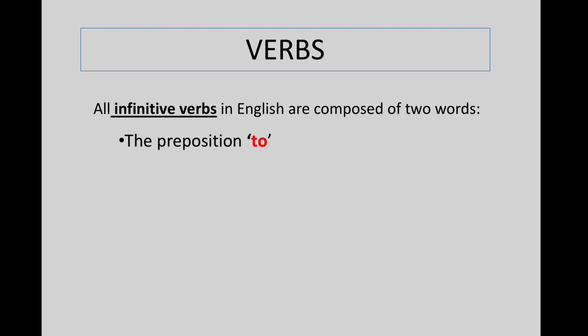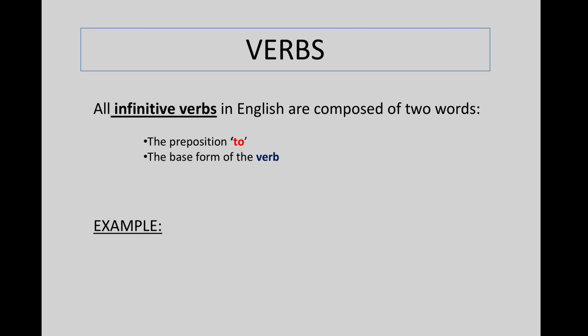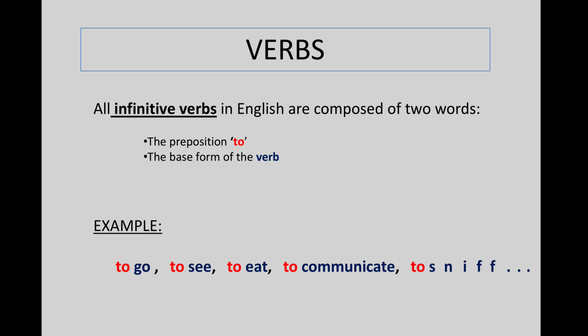Infinitive verbs in English are composed of two words, the preposition to and the base form of the verb. Here are some examples: to go, to see, to eat, to communicate, to sniff. There are no exceptions to this at all.